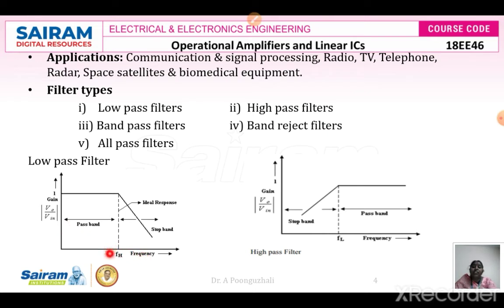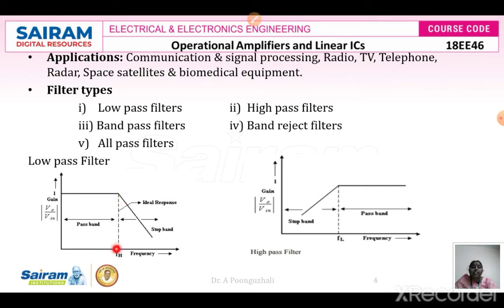So FH is nothing but the cutoff frequency of the low pass filter. Till this cutoff frequency, your filter will allow the range of frequencies, and the range of frequencies which the filter is going to allow is called the pass band, and the range of frequencies which the filter is going to block or attenuate, we call it the stop band. So for an ideal response, at the cutoff frequency, straight away it will come to 0.